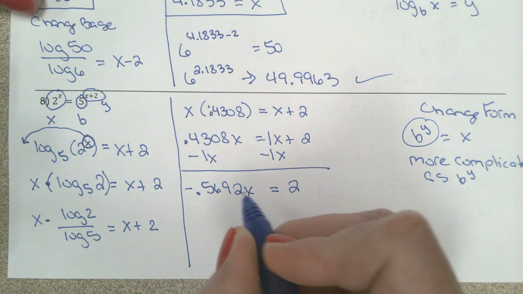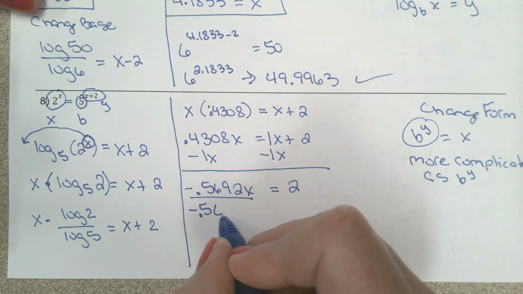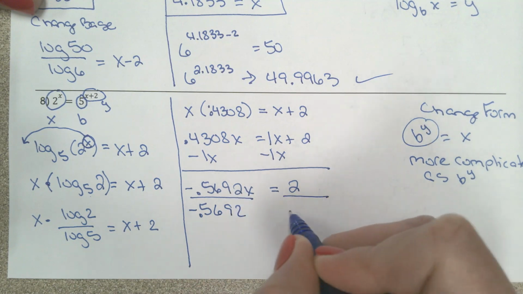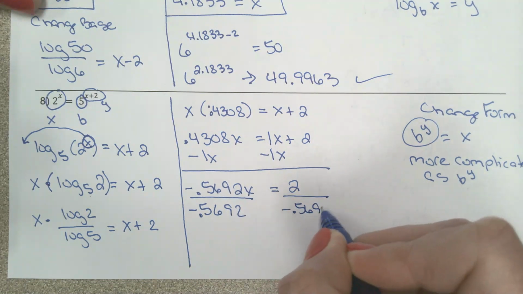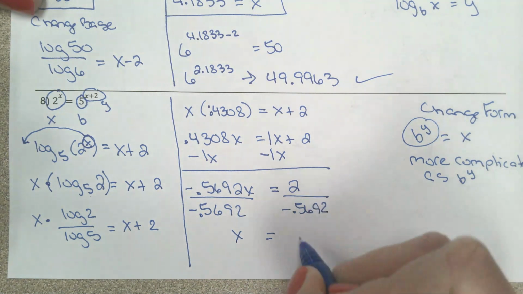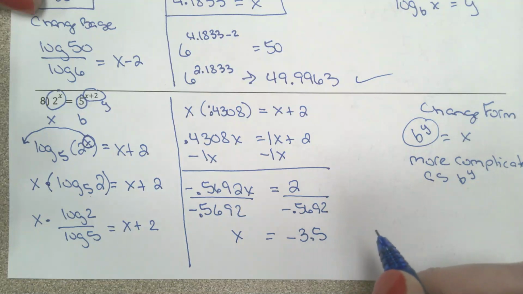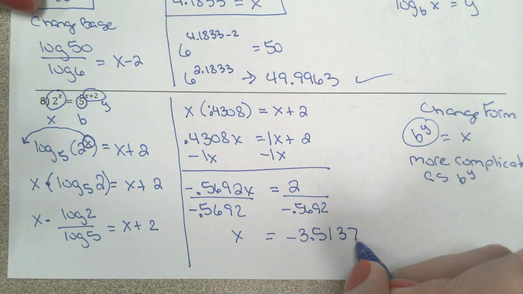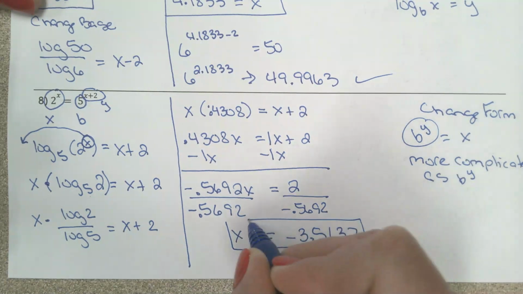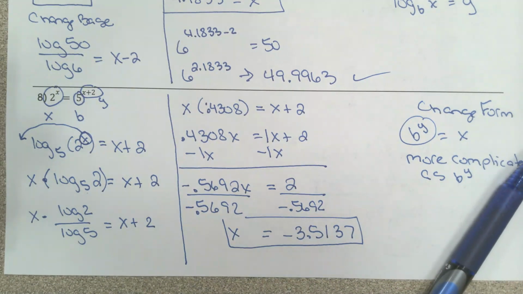So I have multiplication. I'm going to divide both sides by negative 0.5692. And that is approximately negative 3.5137. You could plug it in and check your work and you could see that it is a correct answer.